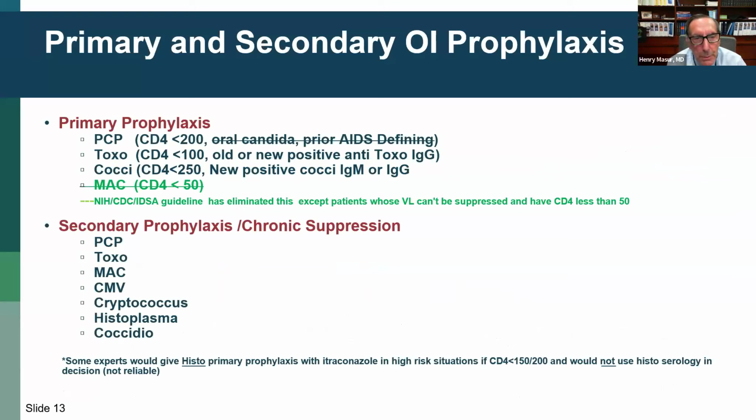So in somebody who's either never had an opportunistic infection, or maybe they've had one, you don't want them to develop something else. And there, the focus in 2024 is on pneumocystis and toxo.